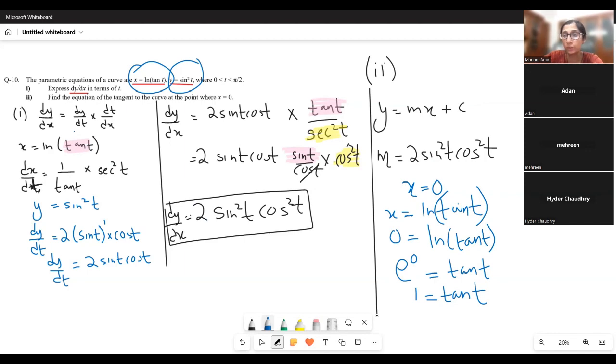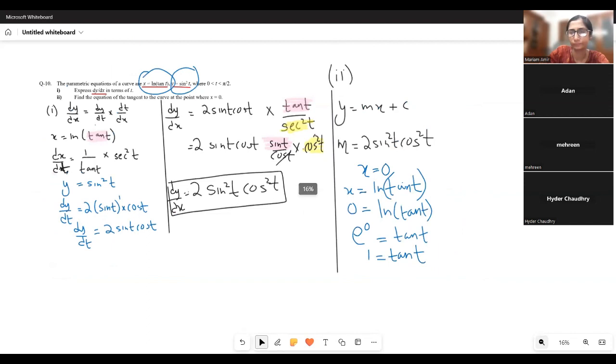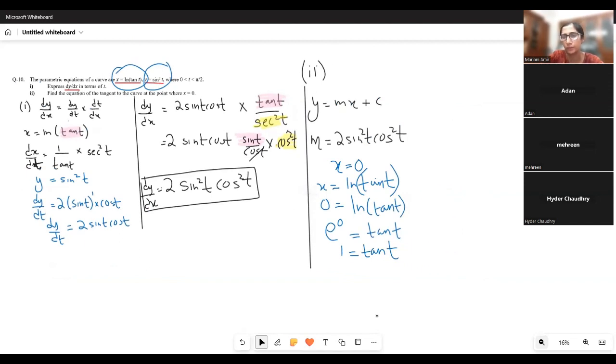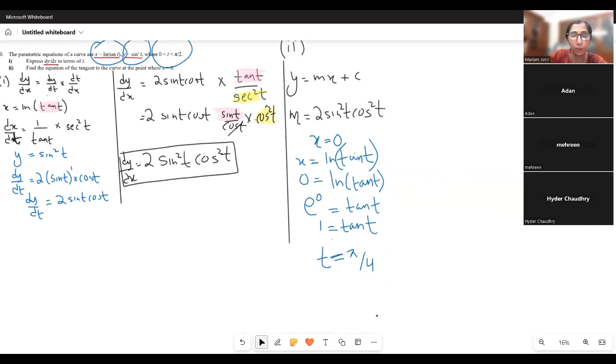So when is tan 1? At 45 degrees, which is pi by 4. Yes. So take tan inverse in radians in your calculator, you'll get t equals pi by 4, which is within the given domain 0 to pi by 2. 45 degrees lies between 0 and 90 degrees. All right, so we have t, so we should be able to find y as well.